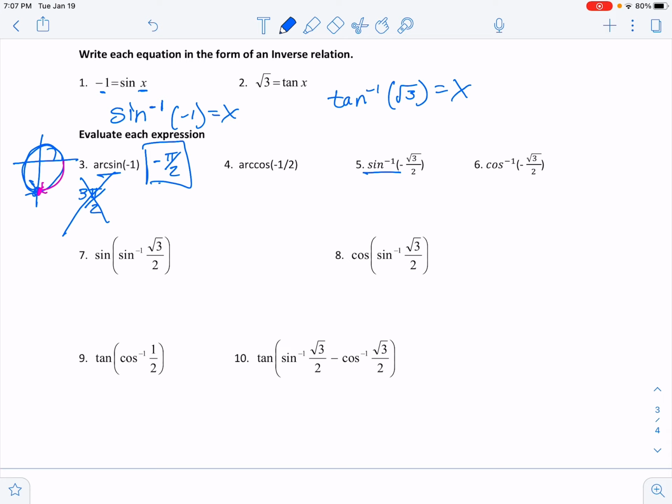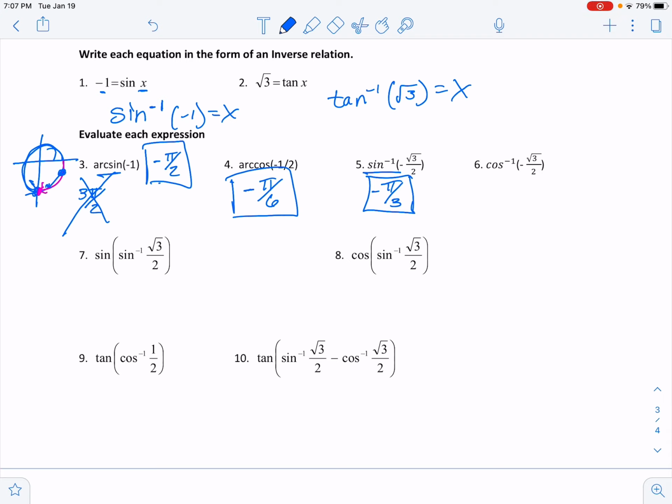Okay? When's it equal negative 1/2? It's got to be down here. So it's negative pi over 6, not 11 pi over 6. When's it negative root 3 over 2? Negative pi over 3, not 5 pi over 3.